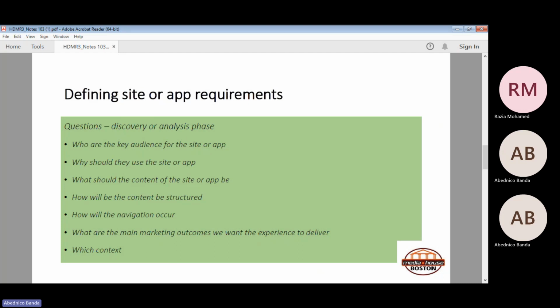So you need to know how content can be structured. You also need to know how navigation will occur. Am I going to have some menus here and there so that when they are looking for household material, or when they are looking, like categorizing the product or categorizing the information? So you need to know how navigation is going to occur. And as I said, these are determined by the key audience that you've identified.